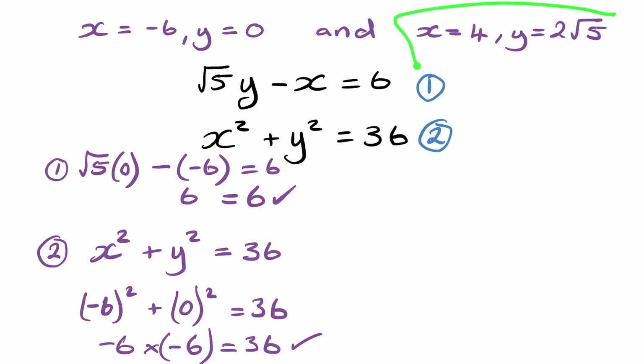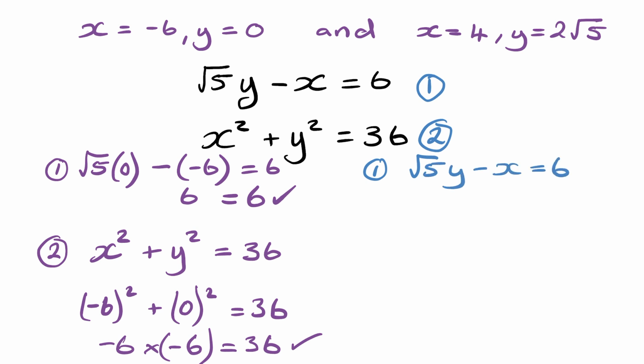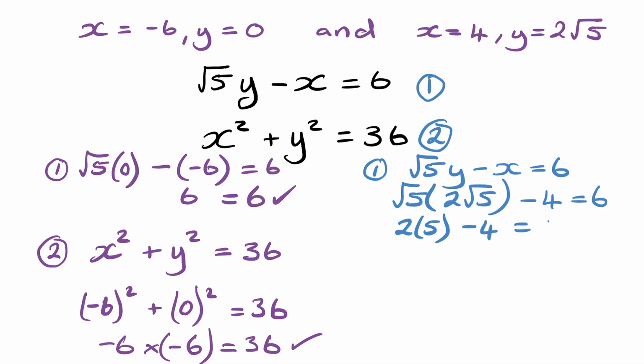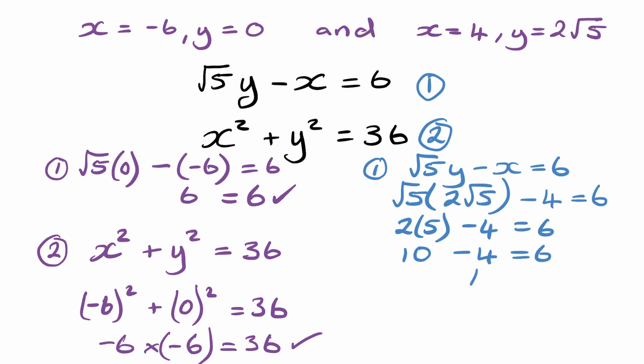Now we'll check these two, and we'll bring equation 1 over, which was root 5y minus x equals 6. Our first one, we have root 5 multiplied by 2 root 5, close the bracket, minus 4 equals 6. From the work we did before, we know this becomes 2 multiplied by 5 minus 4 equals 6. We have 10 minus 4 equals 6. 6 equals 6. That one checks out as well.